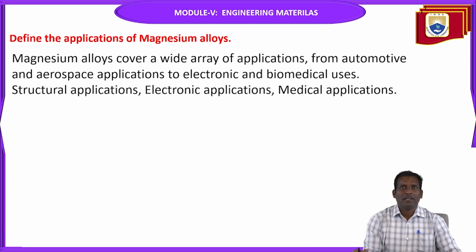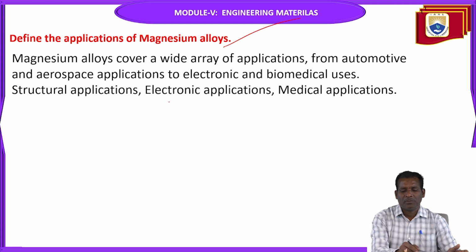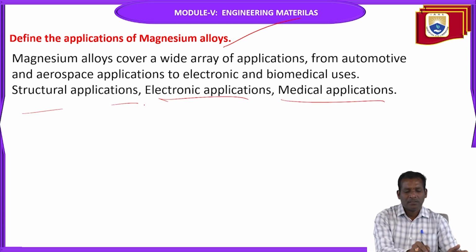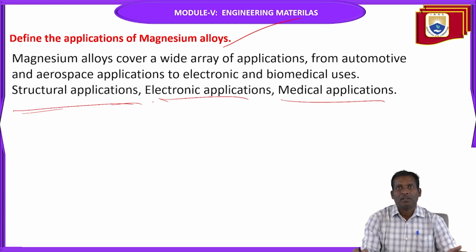Let's define the applications of magnesium alloys. The magnesium alloys cover a wide array of applications from automotive and aerospace applications to electronic and biomedical uses: structural applications, electronic applications, and medical applications. These magnesium alloys are widely used.